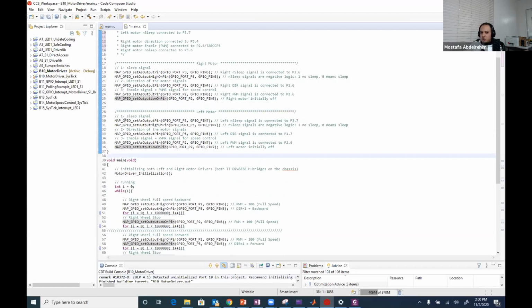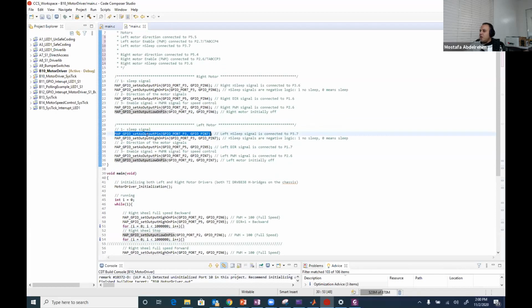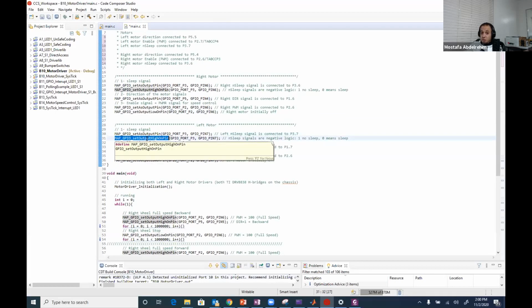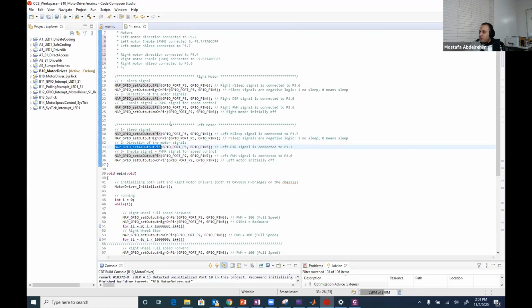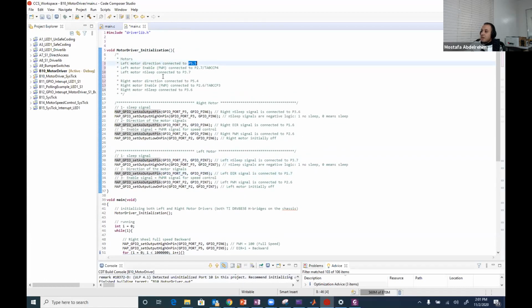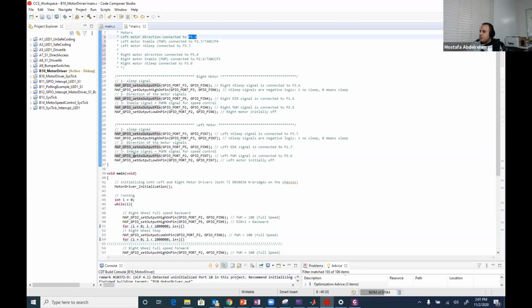The same for the left motor initialization. Okay, first the sleep pin, it is pin 3.7, and we put 1 there so that it will not be sleep, it will be active. Then we initialize pin 5.5 for the enable, for the direction, and we initialize also pin 2.7 as output, and we put 0 so the motor will be stopped initially.